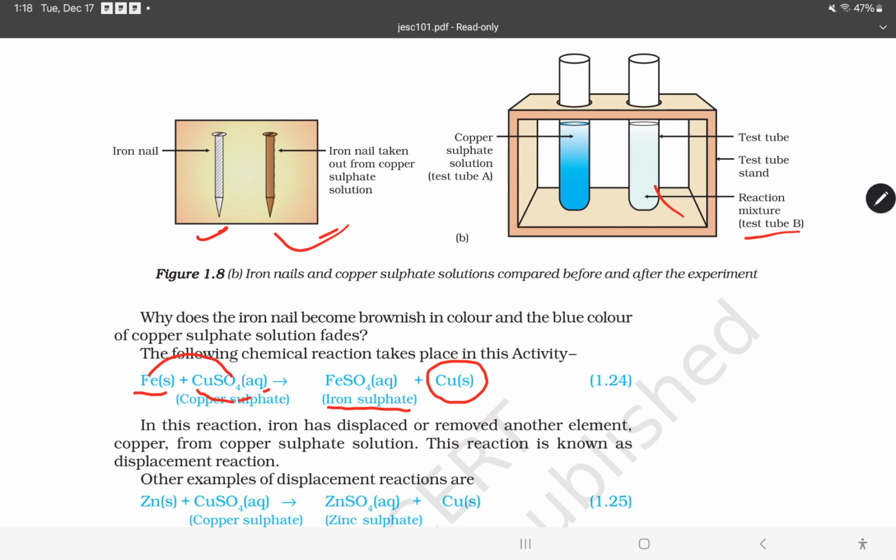So in this reaction some displacement is happening, you can observe that. So what is the displacement here? Iron is combining with SO4. So SO4 is getting displaced from copper sulfate and it is getting combined with iron to form ferrous sulfate. It is in the aqueous form, iron sulfate, and copper is getting displaced. So this type of reactions are known as displacement reactions. Okay.